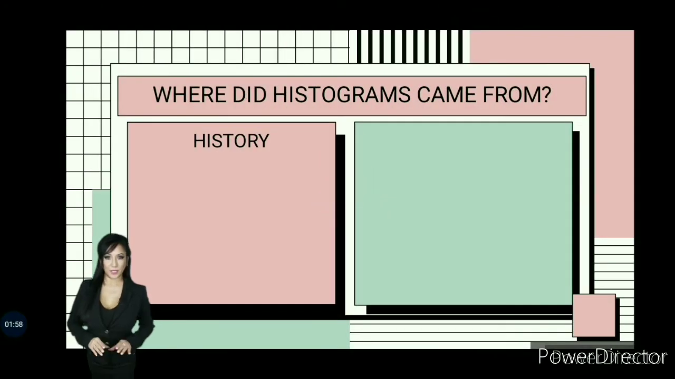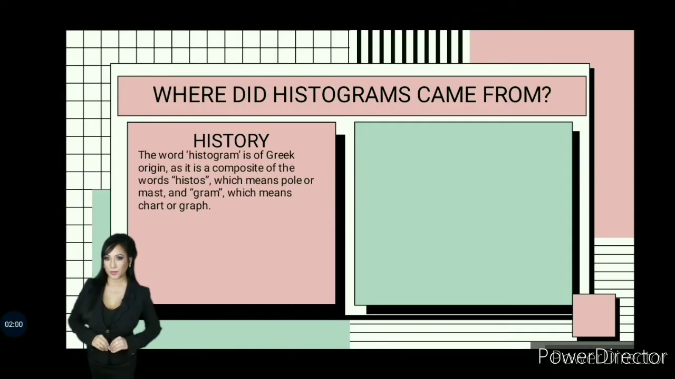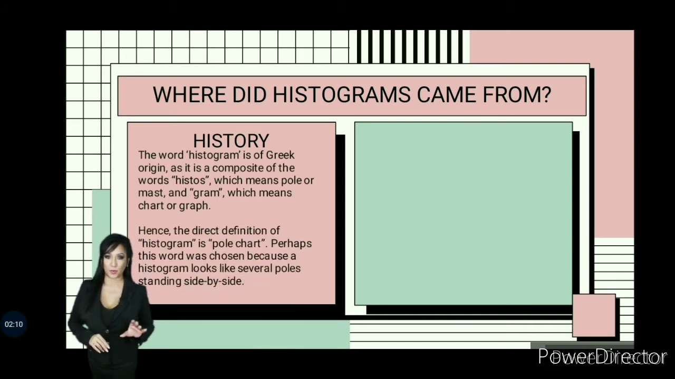Where did the histogram come from? The word histogram is of Greek origin, as it is a composite of the words histos, which means pole or mast, and gram, which means chart or graph. Hence, the direct definition of histogram is pole chart. Perhaps this word was chosen because a histogram looks like several poles standing side by side.